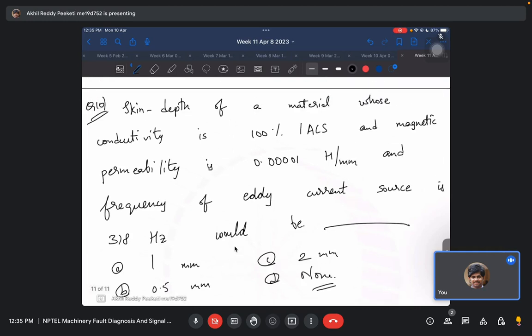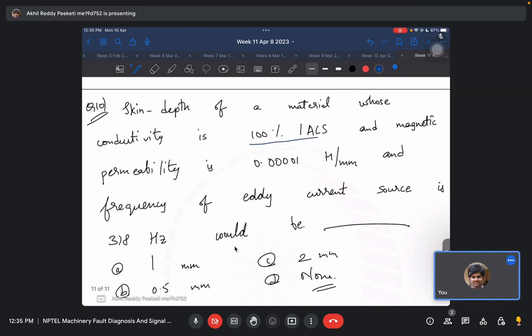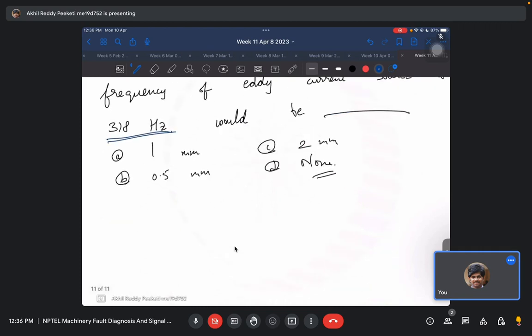As we have seen in the earlier question, we know how skin depth depends on the conductivity, permeability, and the frequency. It's inversely proportional to all of them. Now in this question, we know the conductivity of the material, the permeability, and the frequency. So can you estimate the skin depth of the given material based on these properties? We can estimate it by using this formula.